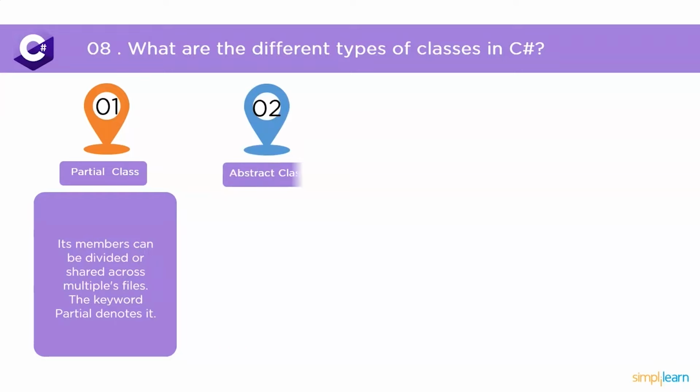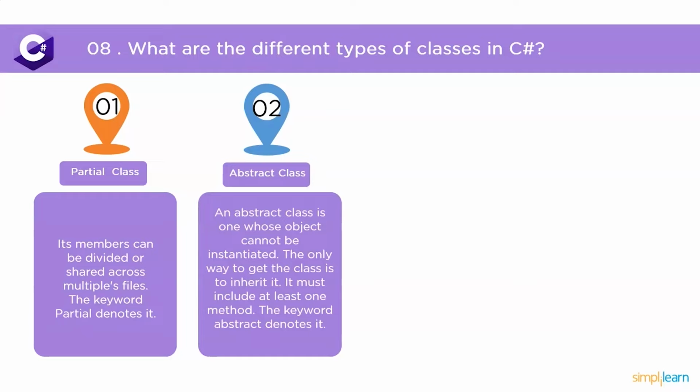The second class is abstract. An abstract class is one whose object cannot be instantiated. The only way to use the class is to inherit it. It must include at least one abstract method. The keyword abstract denotes the abstract classes.